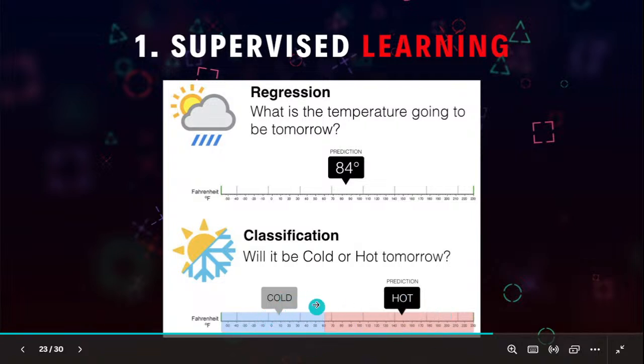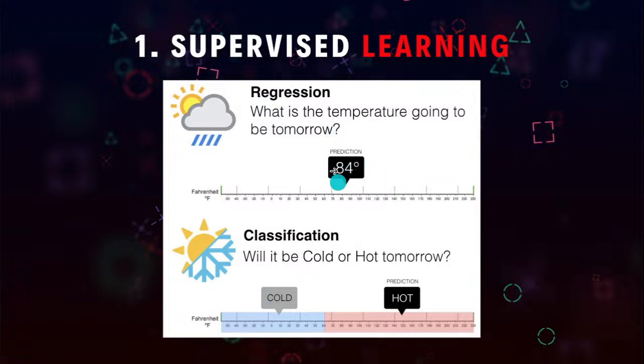So tomorrow whether it is cold or hot, any one will become, right? Tomorrow whether it is hot or not hot will become. So tomorrow whether it is cold or not cold will come. In regression, what is tomorrow's weather? So 84 degrees Celsius, that means a number will become. So today is 54 degrees Celsius, tomorrow is 84 degrees Celsius climate. You understand? Regression comes like a continuous value. Classification comes like an optional one, that means a categorical value.